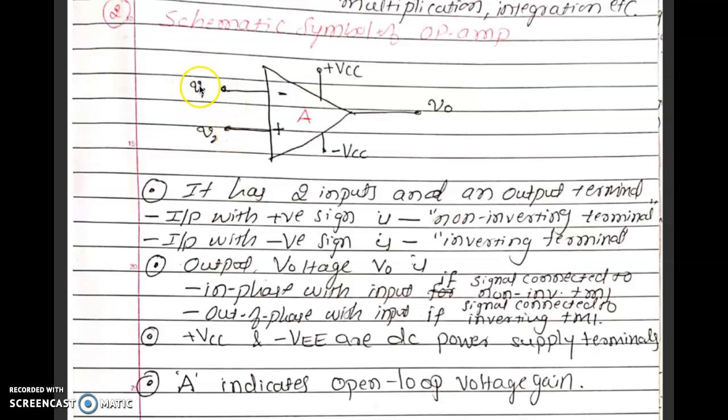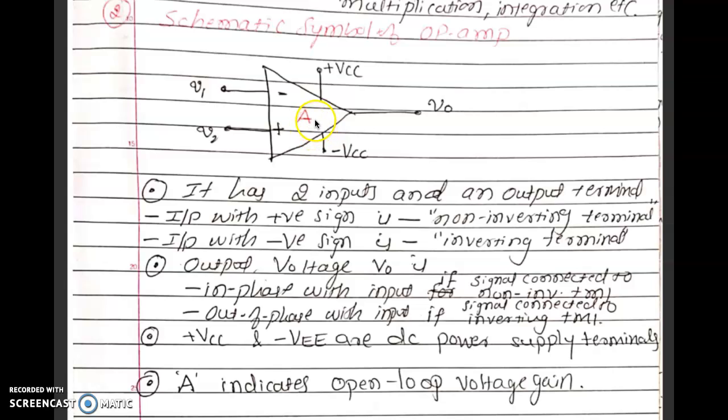The two inputs right now here are V1 and V2. First the difference between these two is taken, V1 minus V2. To this difference we are going to multiply A. So V0 is equal to A times (V1 minus V2). If we have V0 equal to A into (V1 minus V2), then we refer to this A as AD.